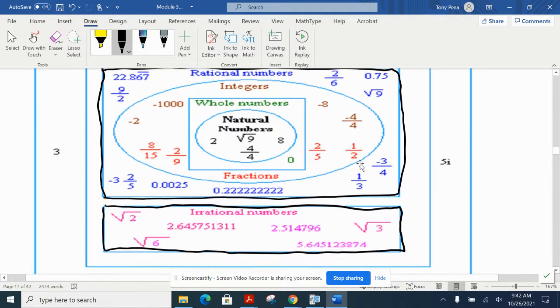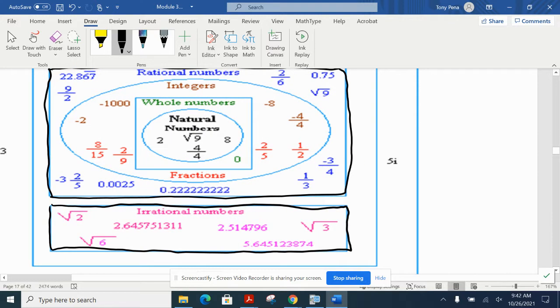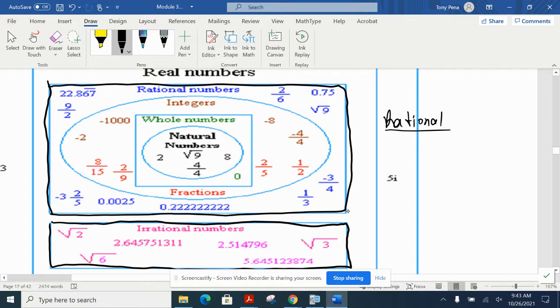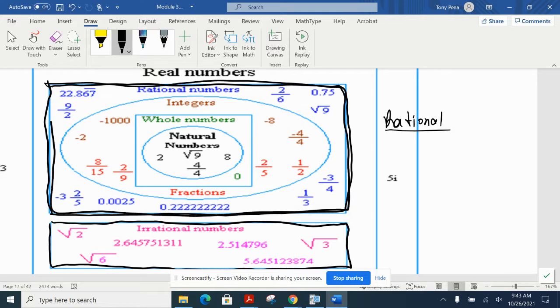I do want to add a little note in here. So kind of go off to the side here and let's define each of these. So put rational. Let's make sure we kind of understand all of those. So again, rational number is this big rectangle here. So rational numbers are your natural numbers, your whole numbers, integers, all that good stuff.